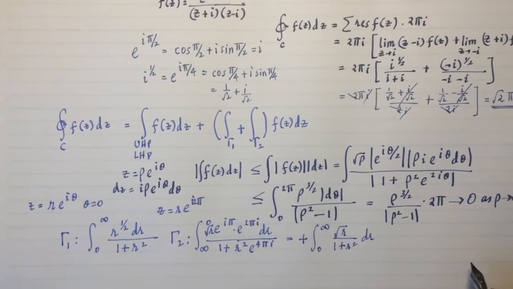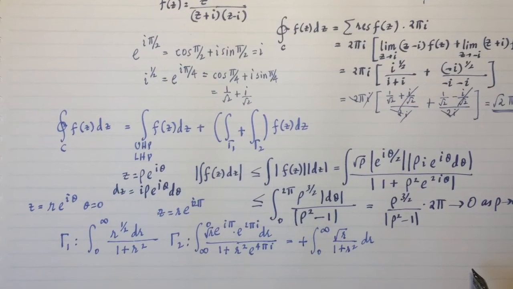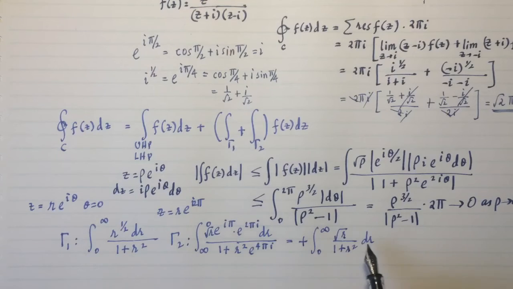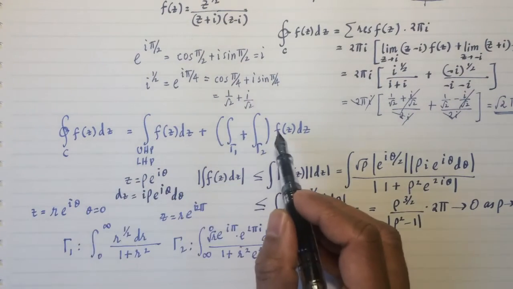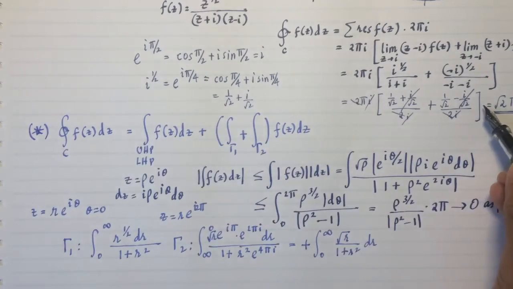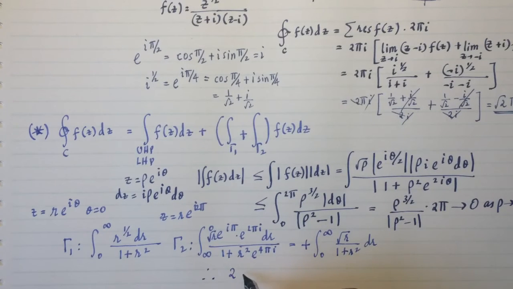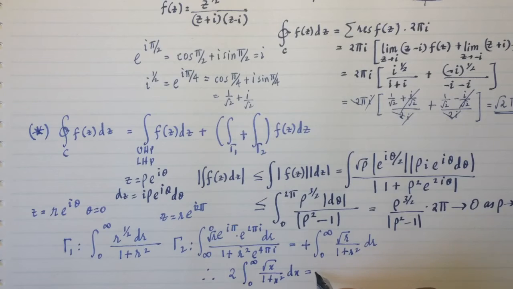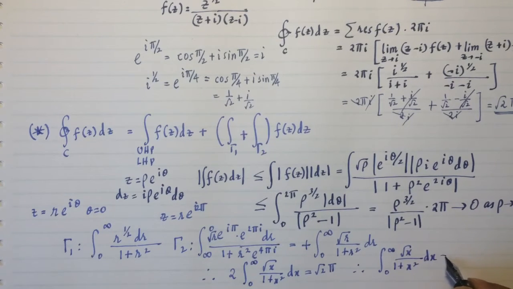The upshot is that the integral from gamma 1 and gamma 2 are the same. So when I put all this in this equation, which I'll call star, the evaluation of star has already been done. It's root 2 pi. Therefore, 2 times our desired integral 0 to infinity root x over 1 plus x squared dx is equal to root 2 pi, and therefore our actual integral from 0 to infinity root x over 1 plus x squared dx equals root 2 pi over 2.